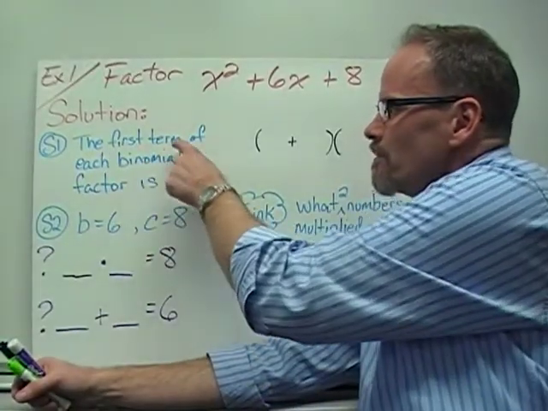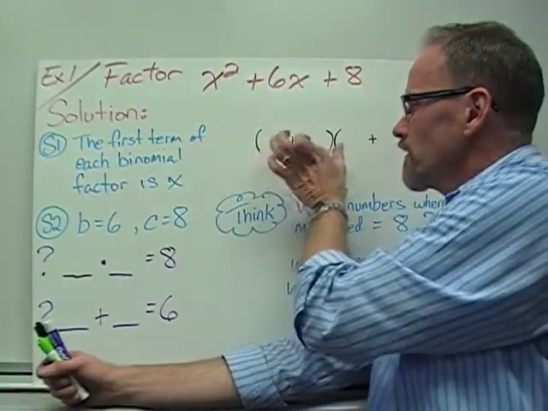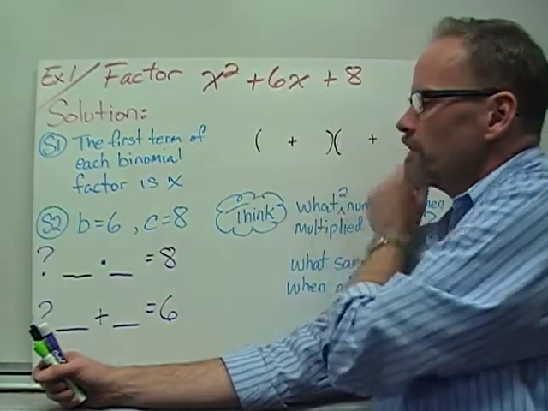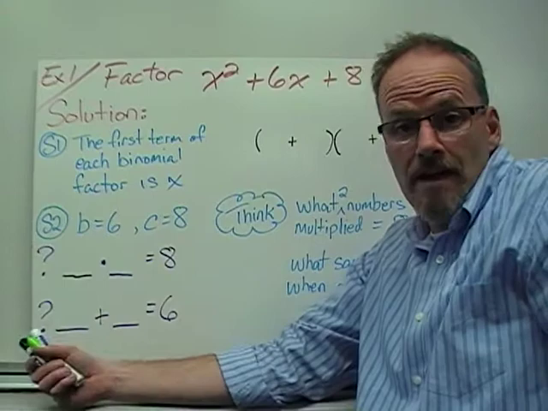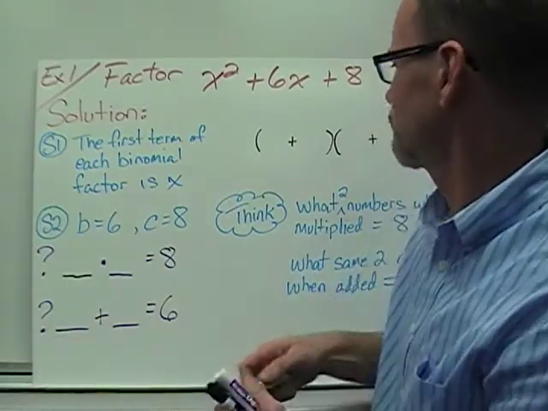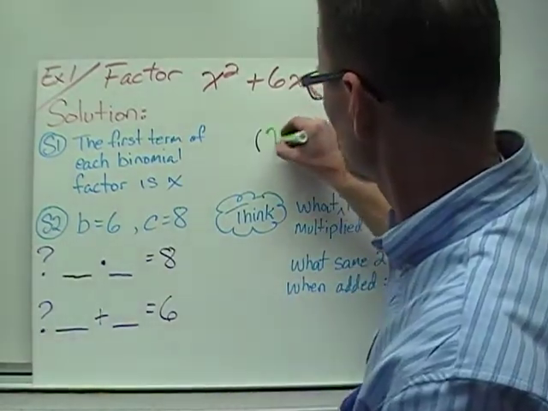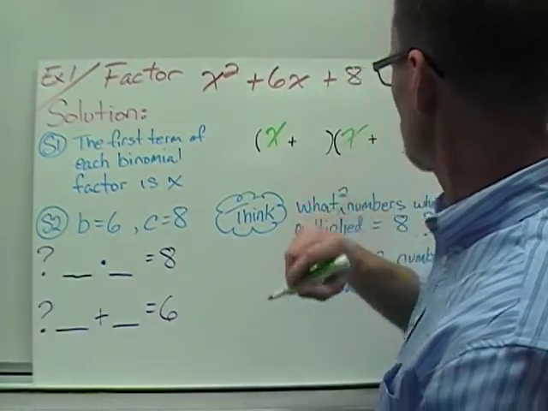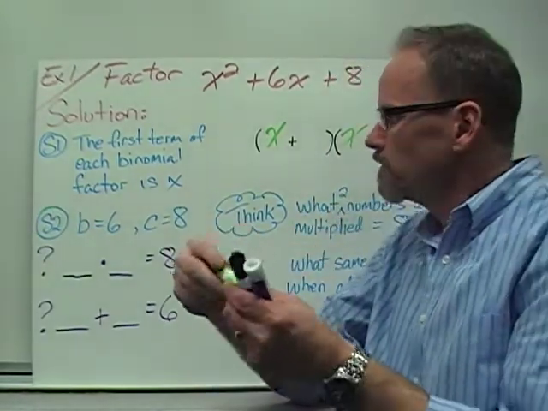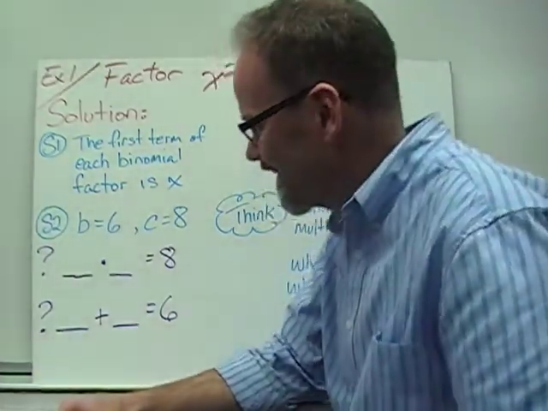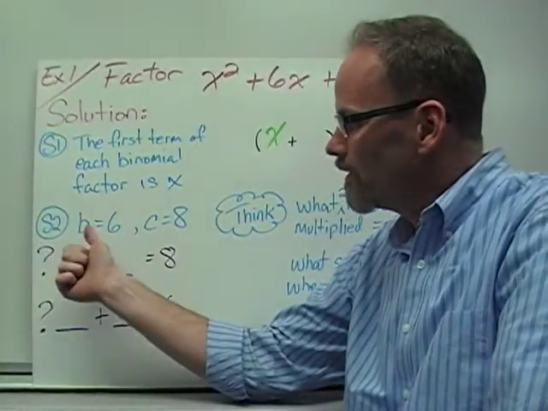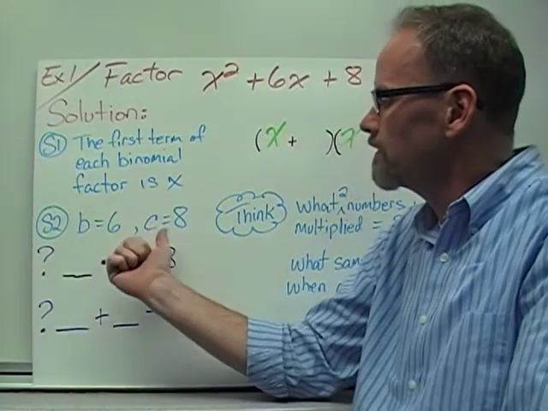The first term of each binomial factor, this is a binomial factor and a binomial factor, is x. Let's just do it right now. Put the x in there. Boom. Boom. That was about as hard as it gets for the first term. Step 2. B is 6 and C is 8.